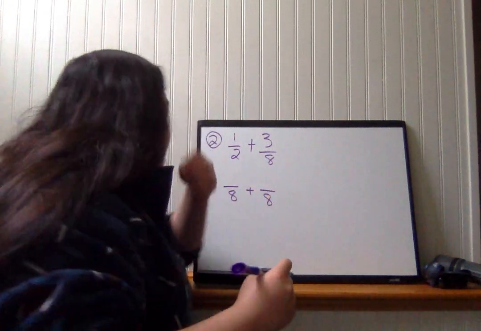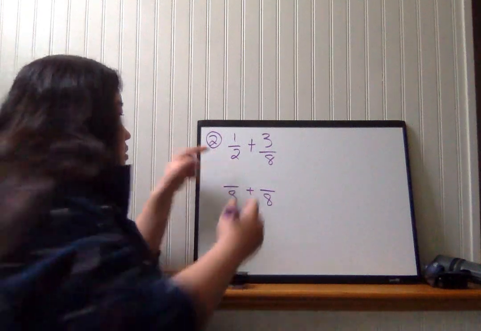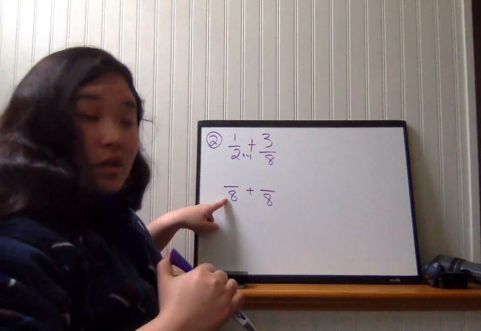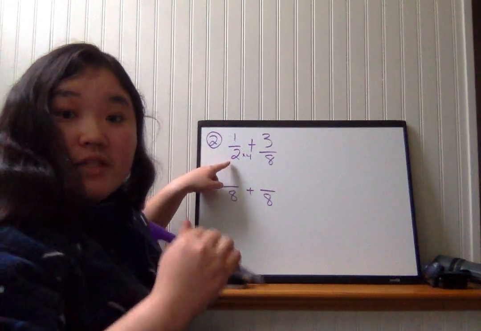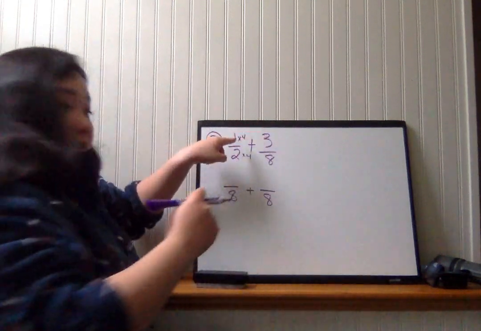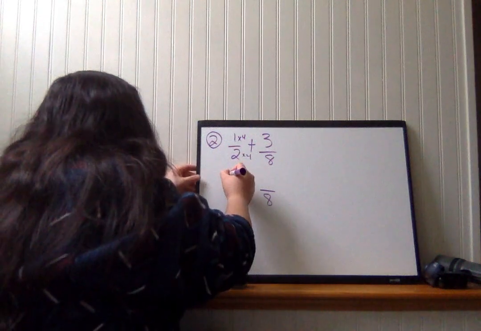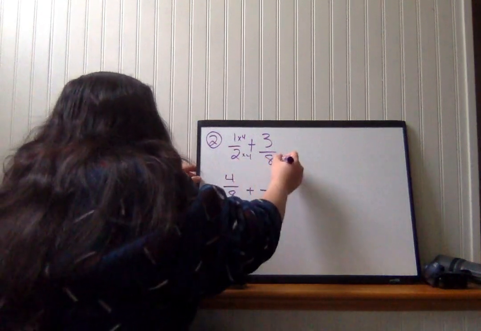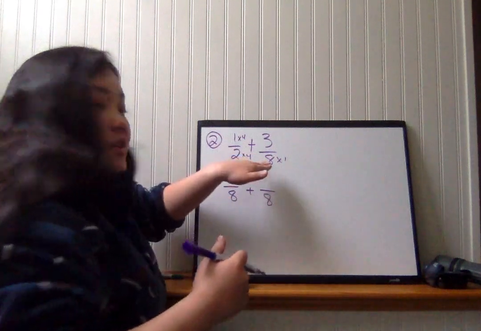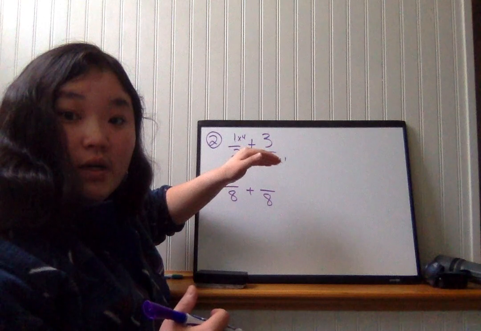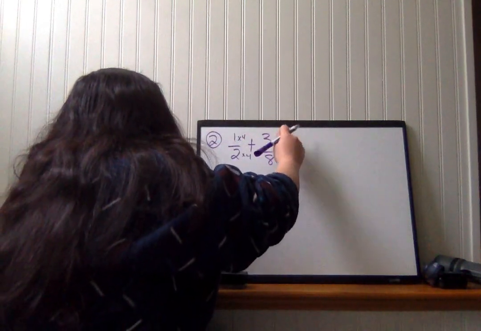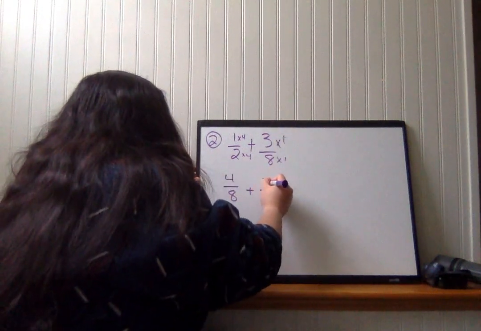Okay? I know that 2 times 4 is going to give me that denominator of 8. So whatever I do to my denominator, I must do to my numerator. So 1 times 4 is going to give me 4. I know that 8 times 1 will give me that 8, the denominator of 8. So whatever I do to my denominator, which is the bottom number, I must do to my numerator, which is the top number. So 3 times 1 is going to give me 3.